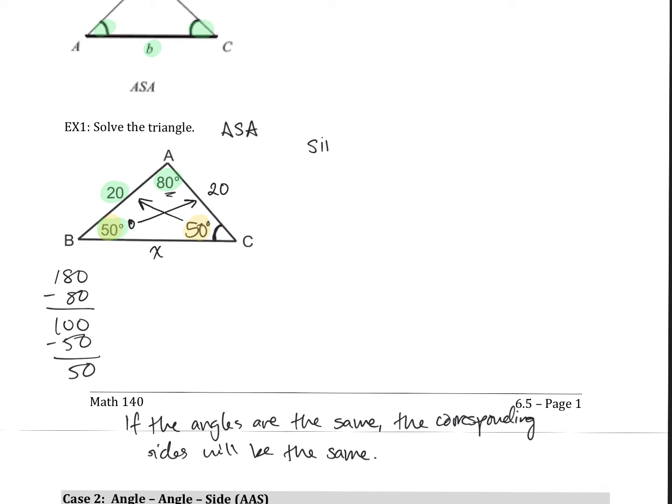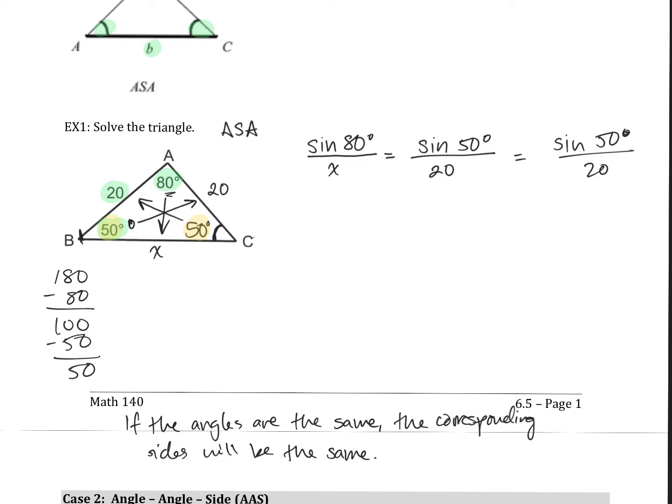Well, if I have sine of my A value, which in this case would be 80 degrees, divided by the corresponding side, which is x, I know that this is going to be equal to sine of, let's say, the C value, which is 50 degrees, divided by 20, which is also going to be equal to sine of the B value, which is 50 degrees again, divided by 20. So I know all three of these are equal. So I can pick and choose which one of these three ratios I want to use to create an equation with.